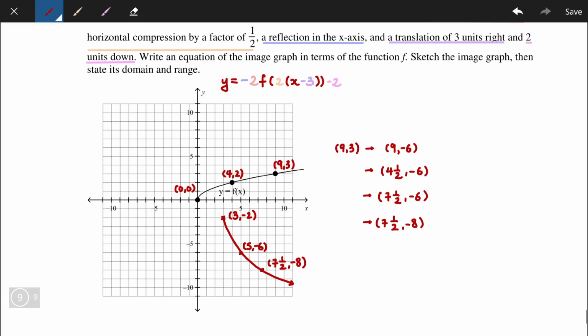And finally, the domain and range of this: the domain is going to be x is greater than or equal to 3, and the range is going to be y is less than or equal to negative 2.